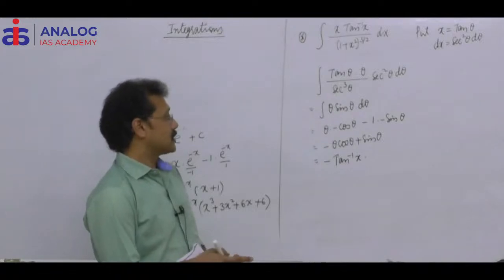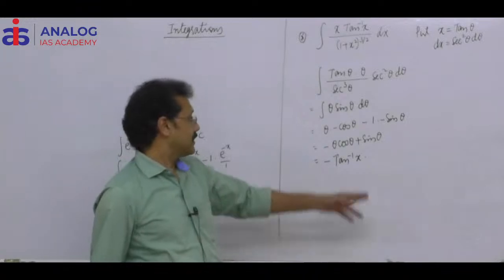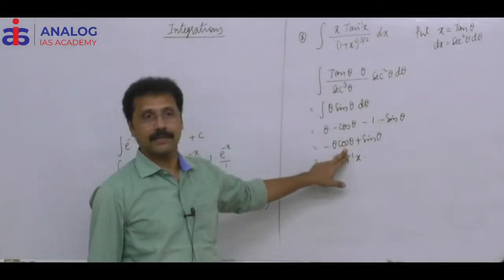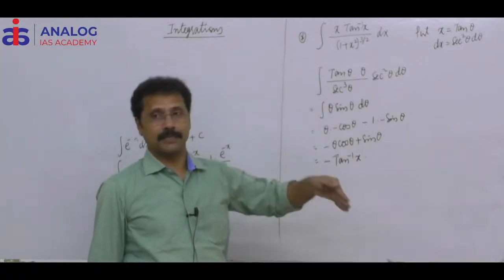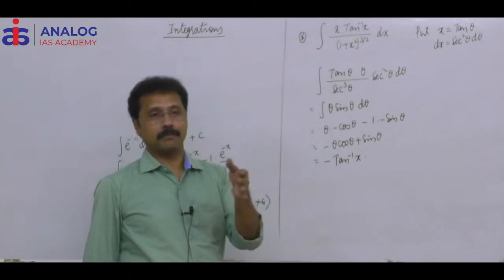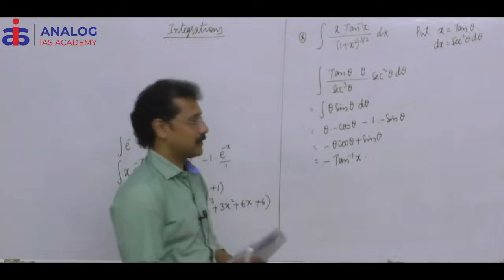So cos theta is basically 1 by secant theta. We can write secant theta, and then tan theta should come. 1 by root of 1 plus x square. So what you are trying to tell is 1 by secant theta, 1 by root of secant square theta. Secant square theta is 1 plus tan square theta. So 1 by root of 1 plus x square.